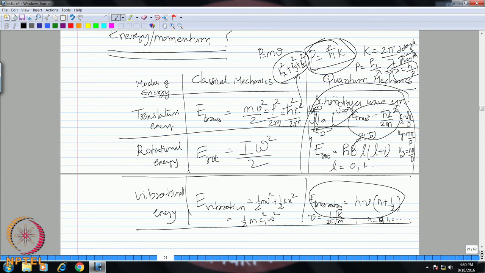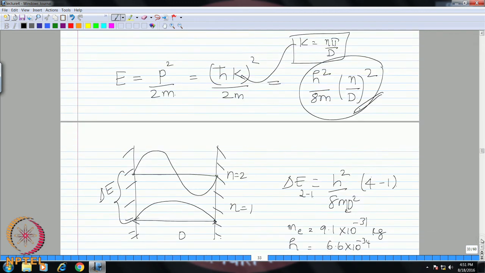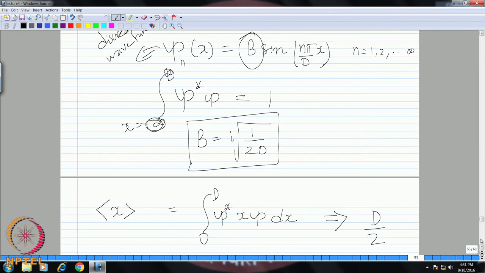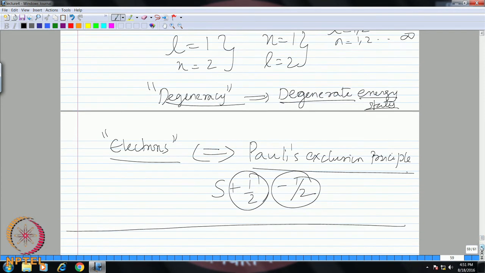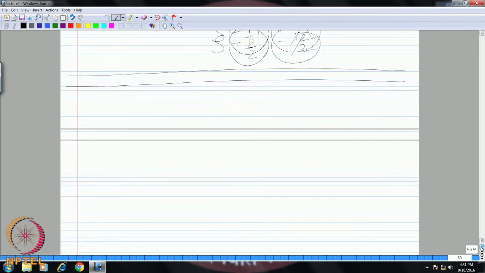Now, the next step is to look at the other 2 energies, the vibrational energy and the rotational energy. Within the purview of Schrodinger's wave equation, how do we consider these 2? I will give you an overview, first looking at vibrational energy, and then we will go to rotational energy, which is a little more complex. So, we will look at the derivation of quantum vibrational energy.